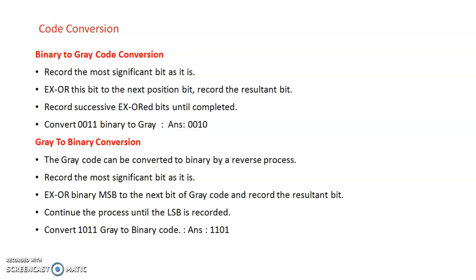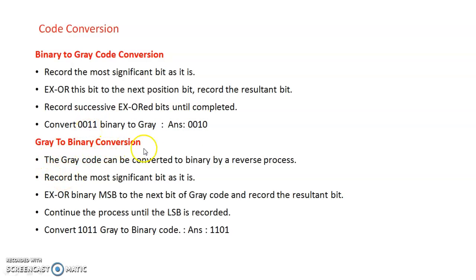So if you want to convert the binary number 011 into a gray code number, we take the MSB bit as it is. After that we take the XOR of this bit and the adjacent bit, that is 0 XOR 0, which gives 0, and 0 XOR 1, that is 1, and after that 1 XOR 1, which gives 0. So this is the gray code equivalent of this binary number.